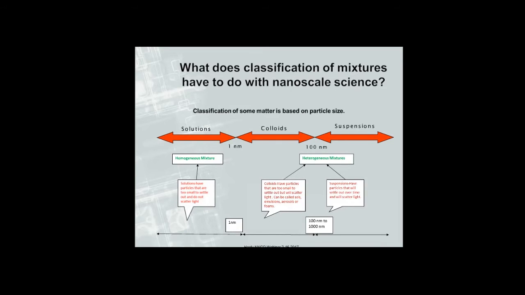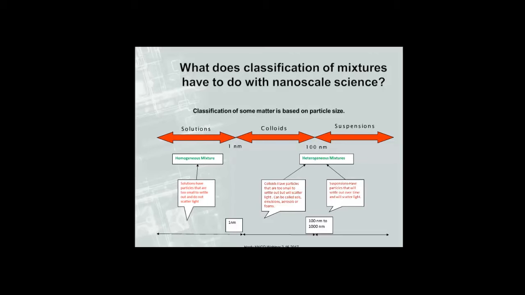So what does this have to do with nanoscale science? Well, most people don't realize that solutions, colloids, and suspensions are totally based on the size of the particles. So a homogeneous mixture are solutions that have particles that are too small to settle out, and they don't scatter light, and they tend to be 1 nanometer or less. The colloids, between 1 nanometer and 100 nanometers, have particles that are too small to settle out, but they scatter light. And then the other heterogeneous mixture is the suspensions. And they have particles that will settle out over time and will scatter light.